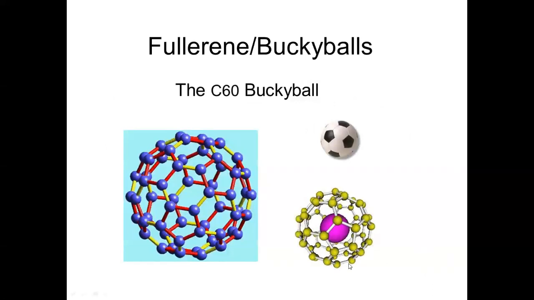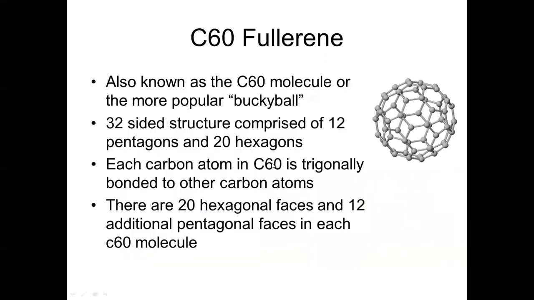Interestingly, in the lower right-hand corner, we can see that people often propose, for both buckyballs and carbon nanotubes, that we're able to encapsulate different material within that particular system. Often these could be materials such as hydrogen, so these could be used as a hydrogen fuel cell type storage system. The C60 fullerene, also known as the buckyball, is a 32-sided structure comprising 12 pentagons and 20 hexagons.